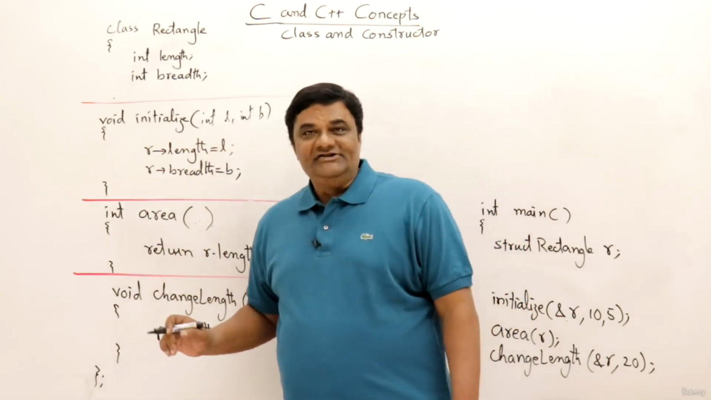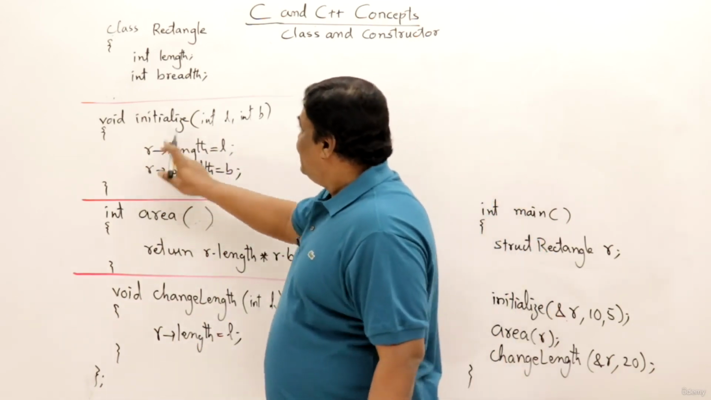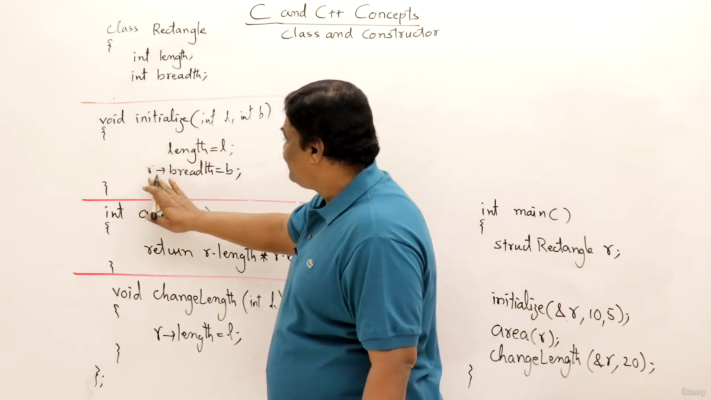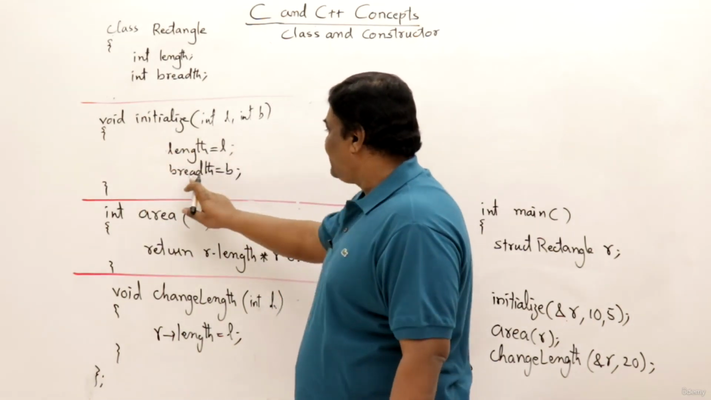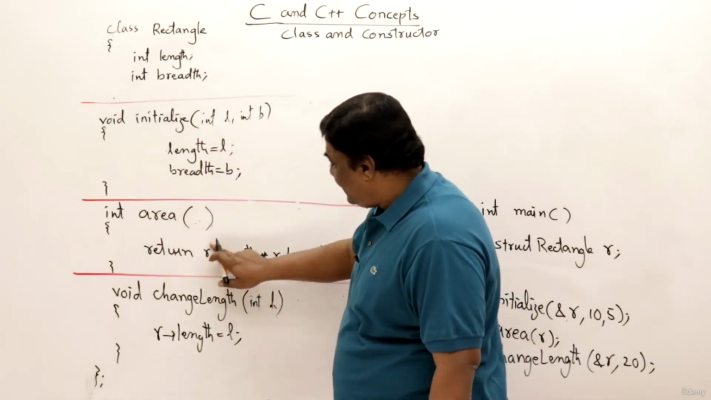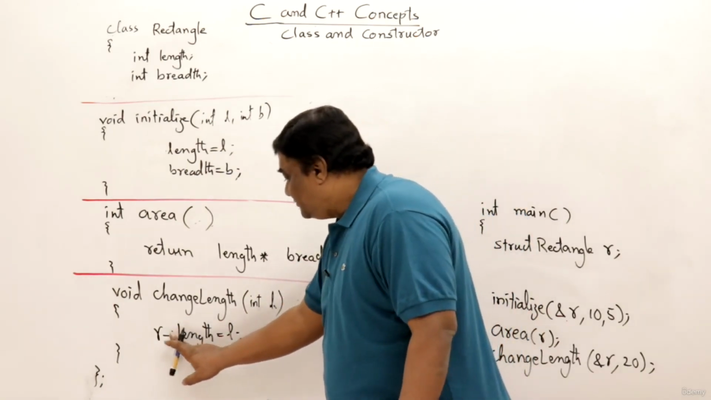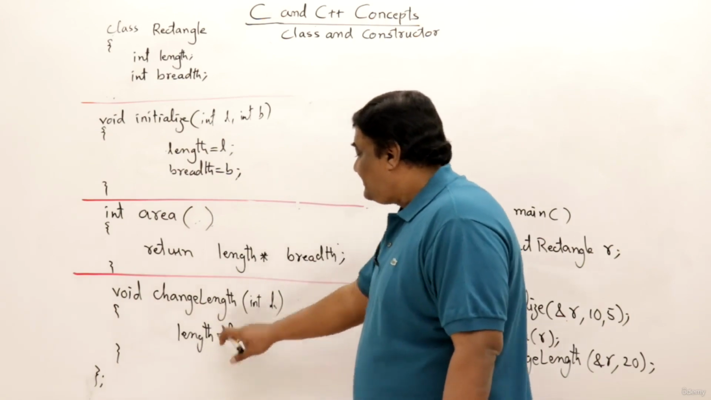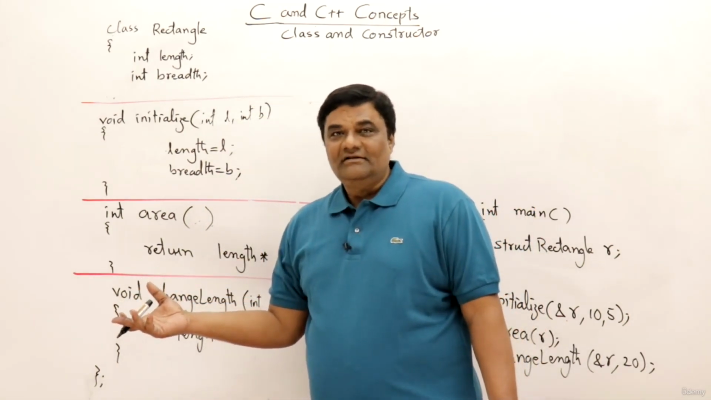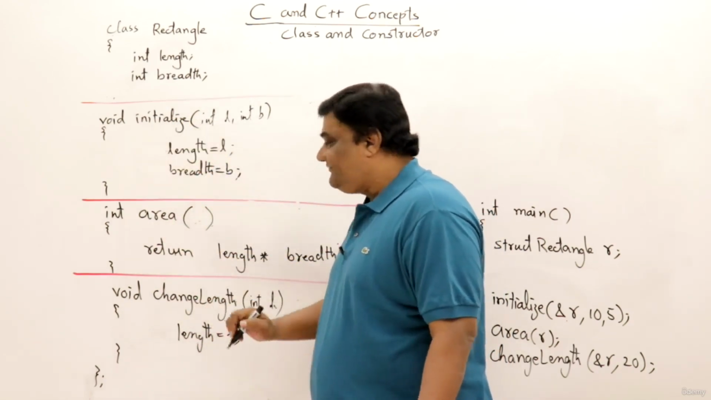So I have made one change. Now a few more changes, again for all the functions. See, this length and breadth are directly accessible, so no need of this variable name. Just length assign L, breadth assign B. Now here, length and breadth are directly accessible. No need of R here because I have removed the parameter. Now here also, no need of R. I have removed the parameter, and it is directly accessing that length. That's it. So this is the initialize function, and likewise the area function and change length function.